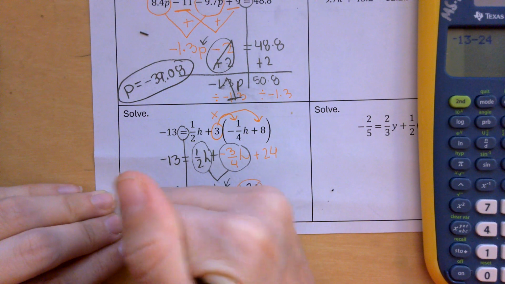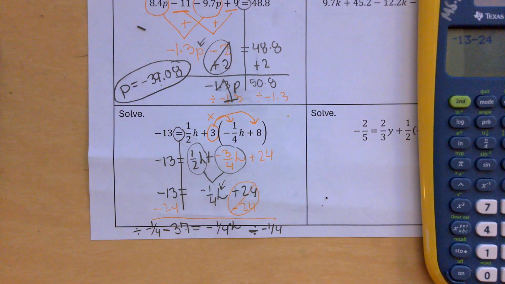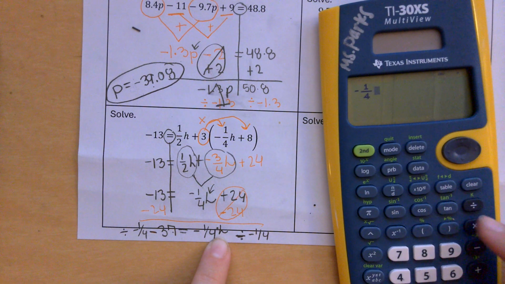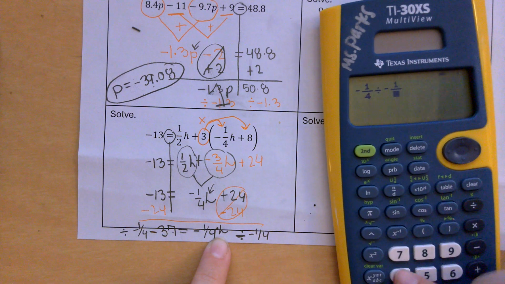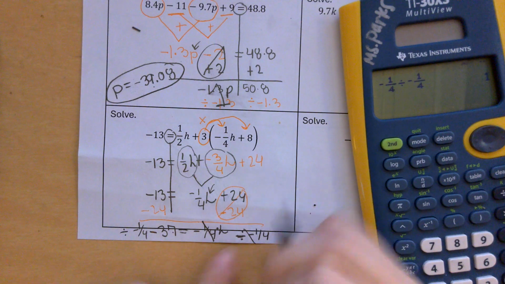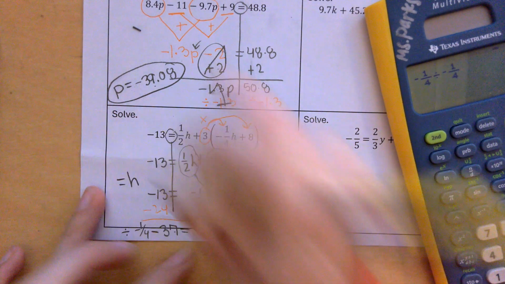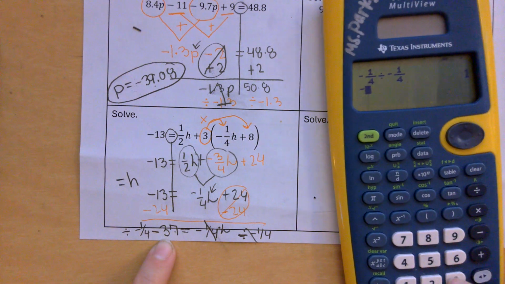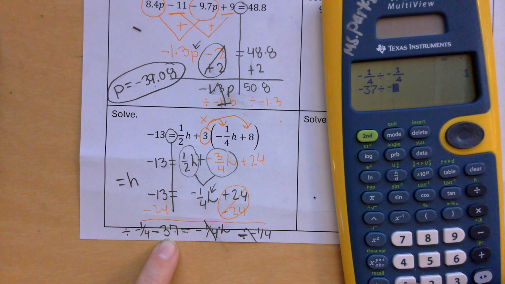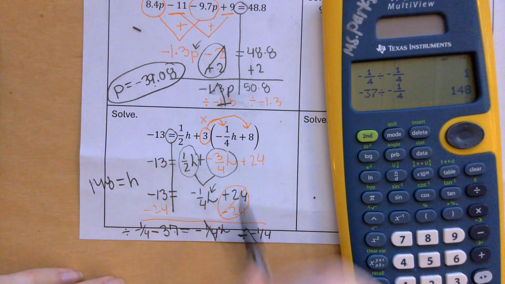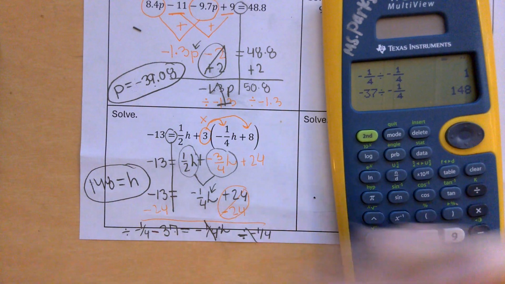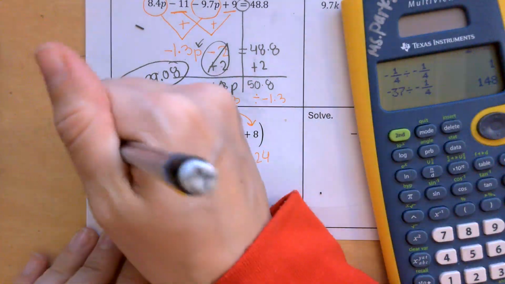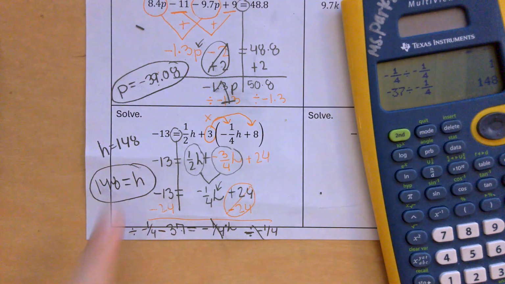I'm just going to divide because my calculator can do that, and I don't have to worry about doing it in my head. This side is negative 1/4 divided by negative 1/4. That's that 1 I want. So these cancel out, and then I'm just left with an h on the right side. And then negative 37 divided by negative 1/4 is 148. So this looks really crazy, but it's just h is 148. Not too bad. You can also write it like this. Either way is fine, but I just left it on the right side because the variable was on the right side.